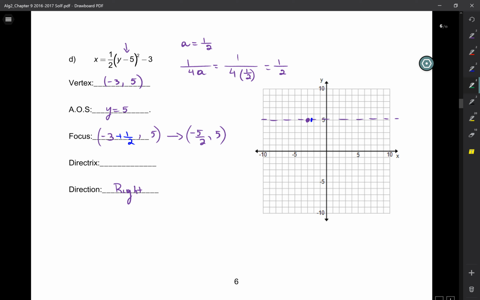The directrix, right, which one is going to change? X again. So it's going to be x equals what? Negative 3 plus or minus, first of all? Negative 3 minus 1/2. Negative, so x equals negative 7 over 2.